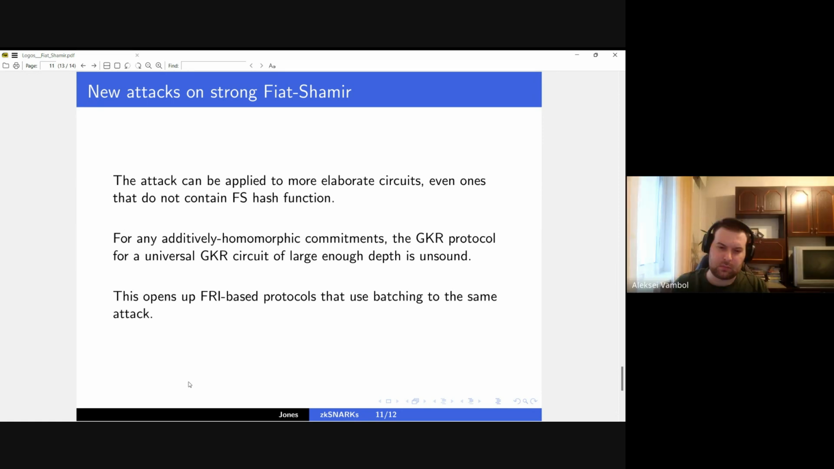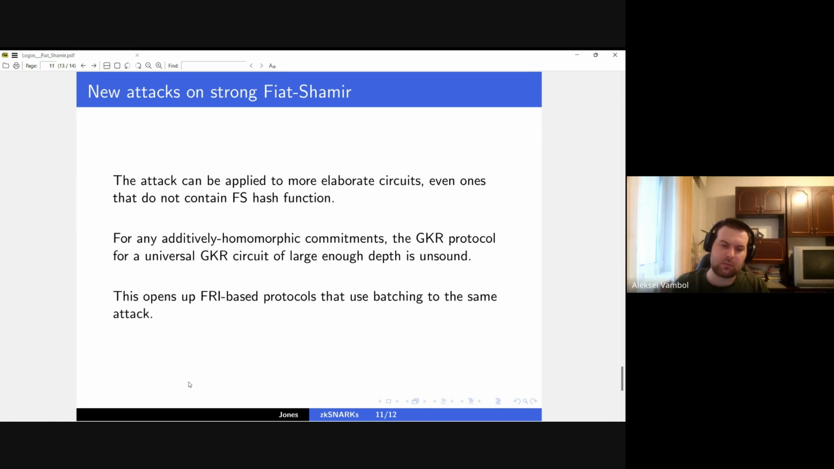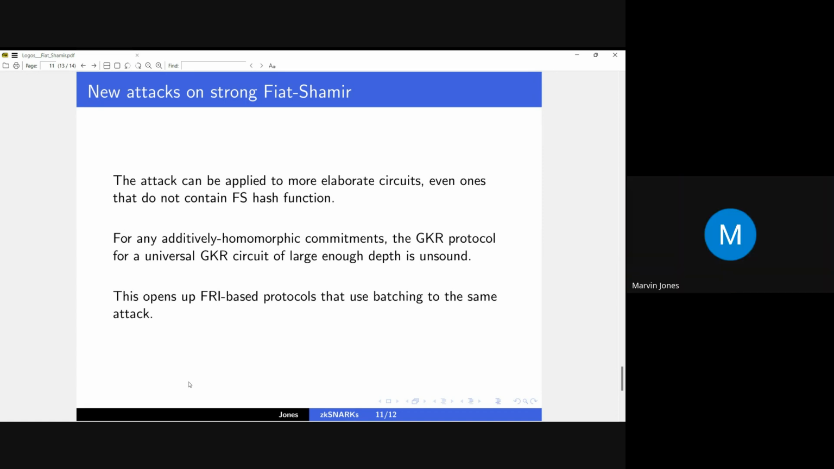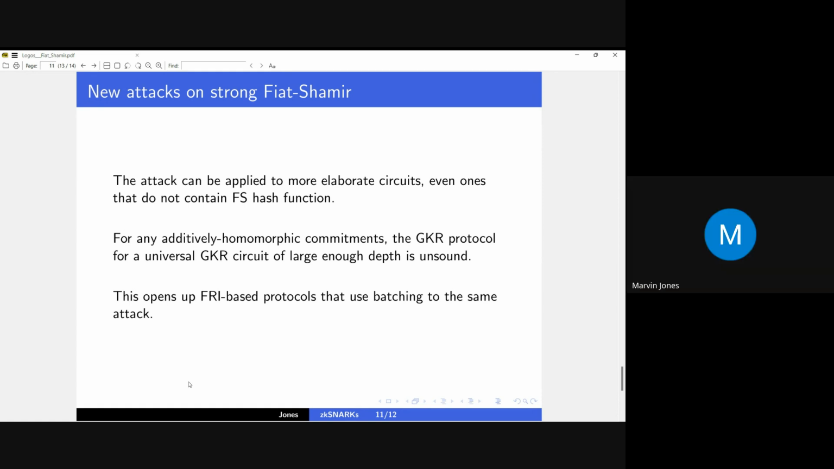I don't think anybody at IFT uses FRI-based. No, that was dumb. Obviously, Codex does. I always forget that Plonky2 uses FRI for some reason. I don't know why. But okay, thank you.